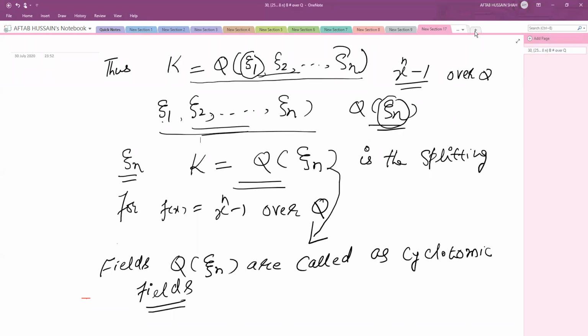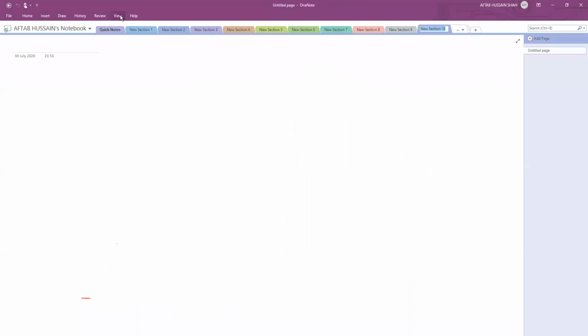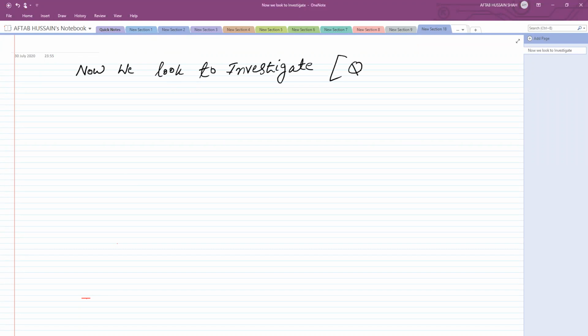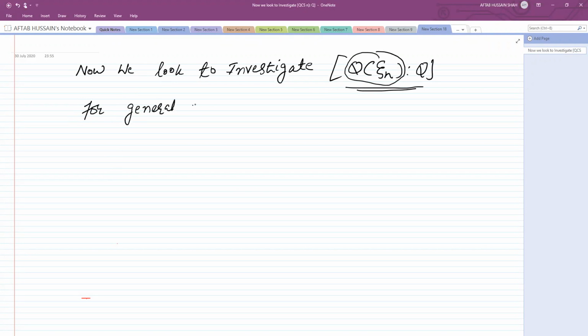Now we are going to investigate the degree of extension of Q(zeta_n) over Q. For general n, this is a cumbersome job, and we need some more information about these fields, so we will do it later on.